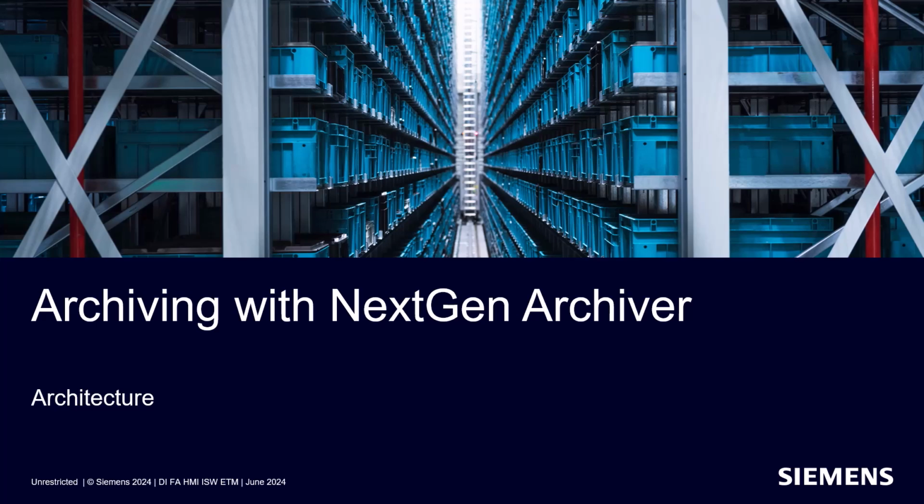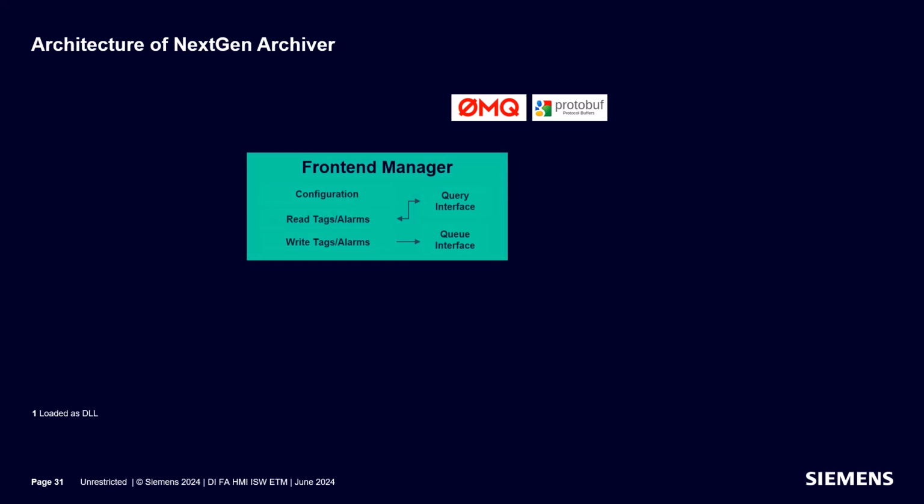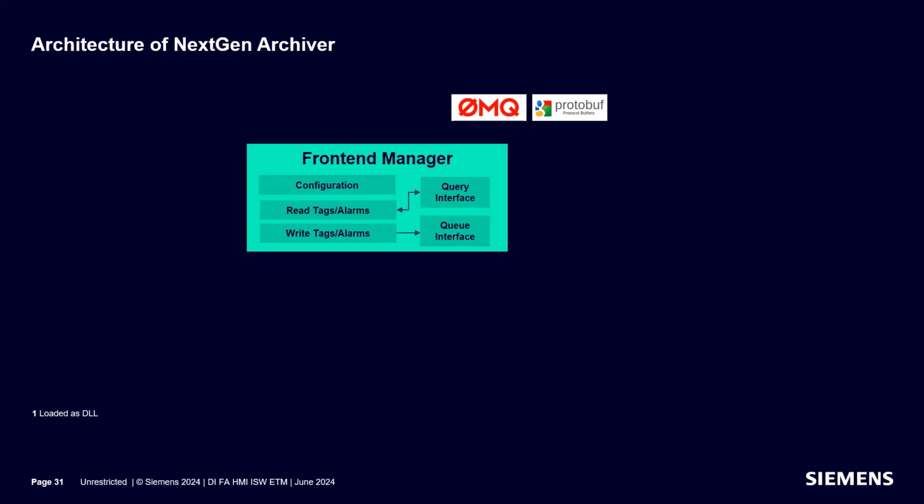Let's have a look at the architecture of NextGen Archiver. The architecture of the NextGen Archiver, NGA, in WinCC OA is designed to provide a flexible and efficient solution for archiving events and alarms. Here's a breakdown of its components and how they work together. NGA Front-End Manager. This is the main interface that interacts with users and manages the archiving process. It communicates with the backend to send and receive data.